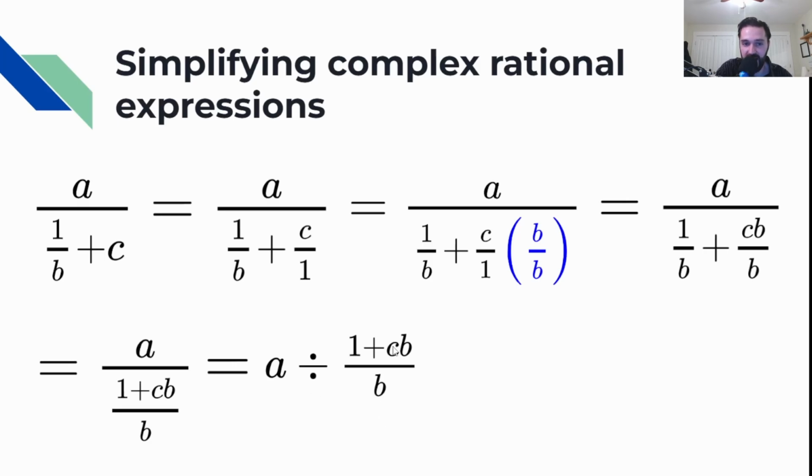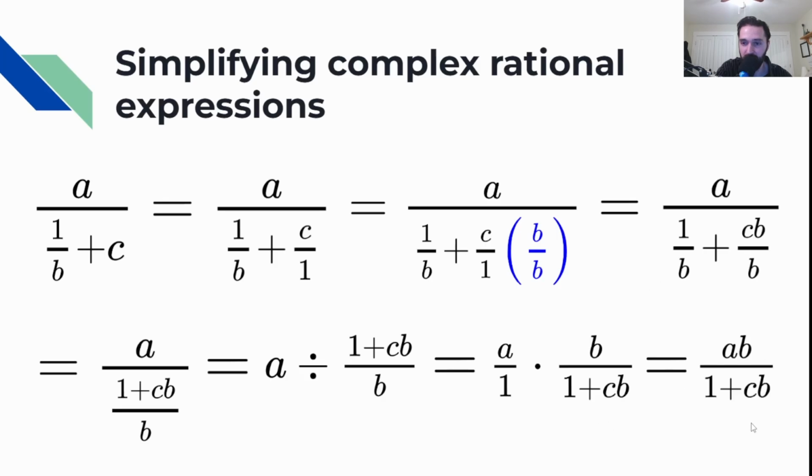When I divide a by this thing, that is the same thing as multiplying by the reciprocal of the second fraction. So we'll flip this fraction here. It turns into b over 1 plus cb, and it turns into a multiplication problem. And here I'm just rewriting a as a over 1, just to make it clear what we're doing. This is a fraction multiplication. So when we multiply these fractions, we get ab up top, and then on the bottom we get 1 times 1 plus cb. So that's just 1 plus cb.